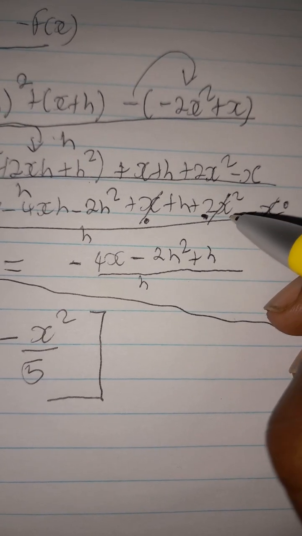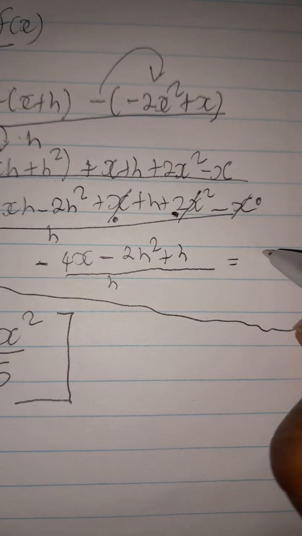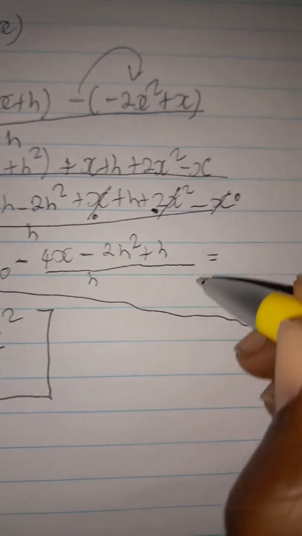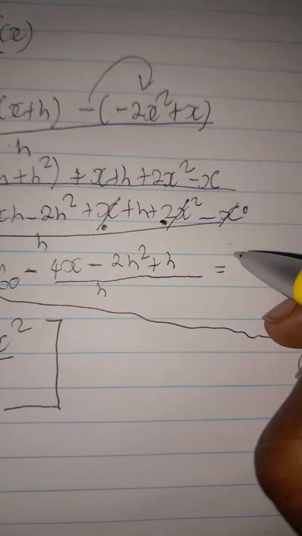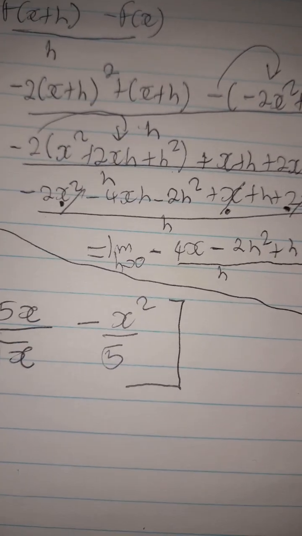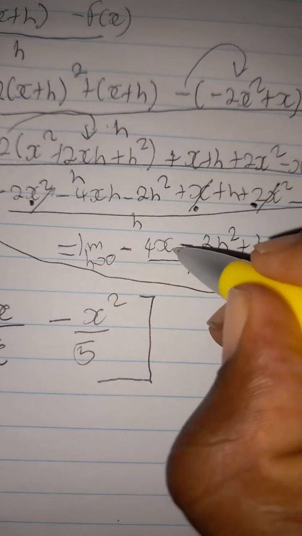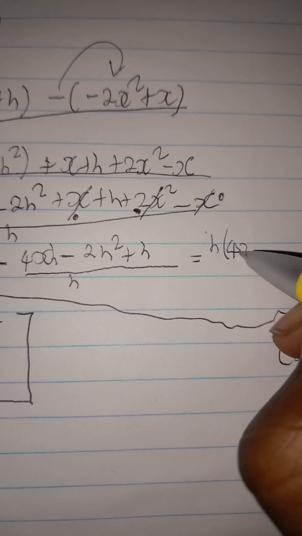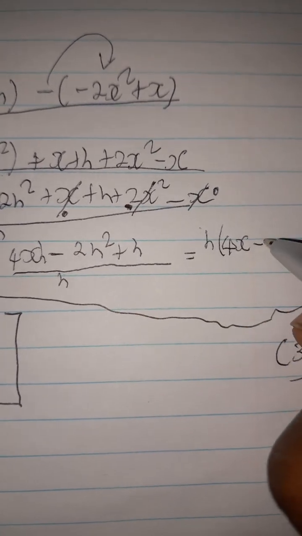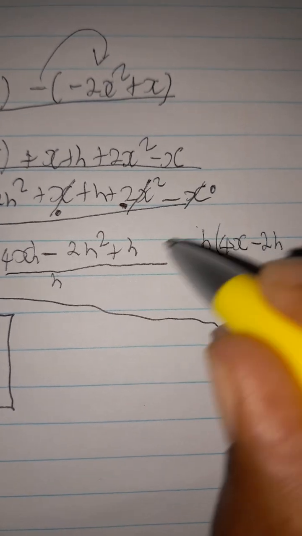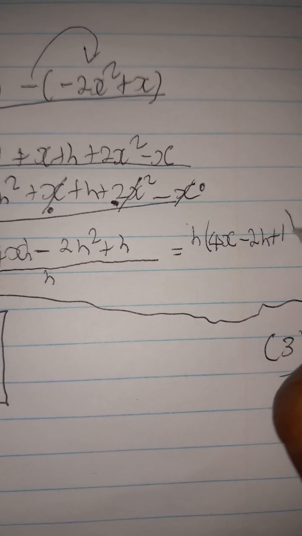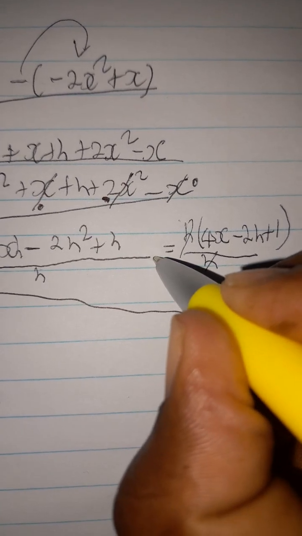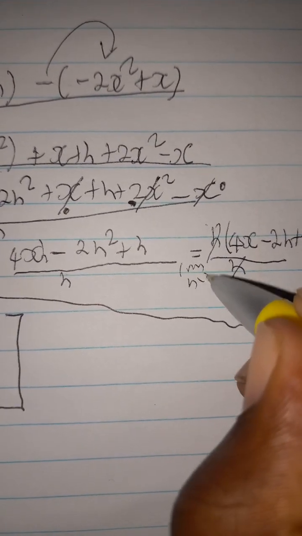What we could do is take out the highest common factor. Don't forget that you keep going with your limit as h approaches 0. Take out h as the highest common factor. We're left with 4x here, to get to 2h squared we'll be left with 2h, and to get to h we're left with positive 1, because h times 1 is h. The h divided by h will get rid of each other. Don't forget the limit as h approaches 0.